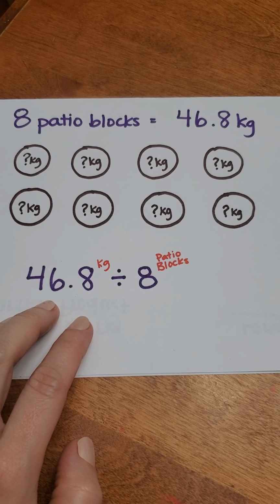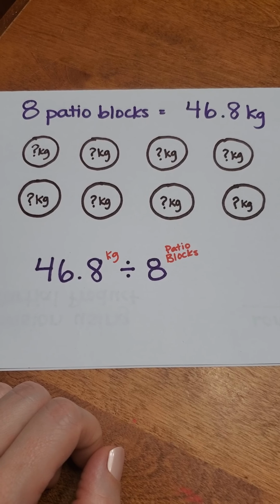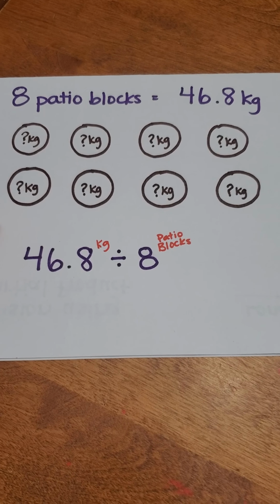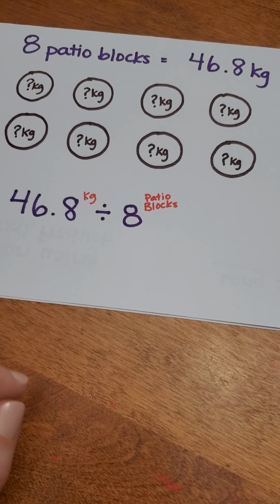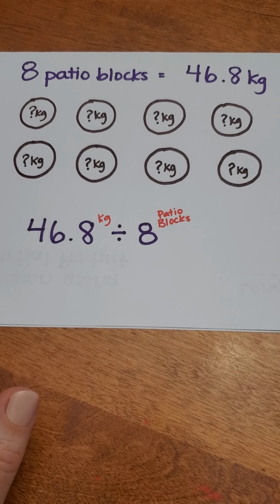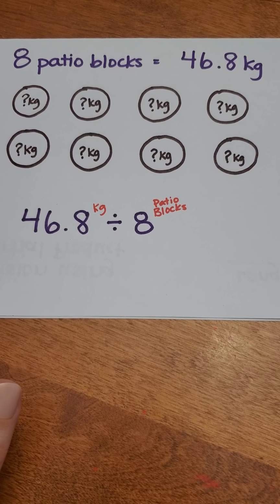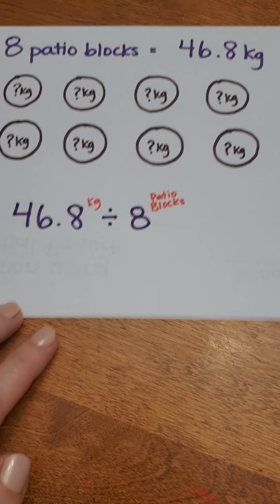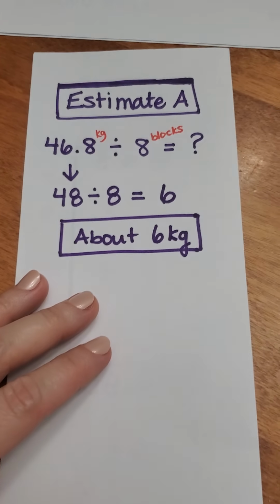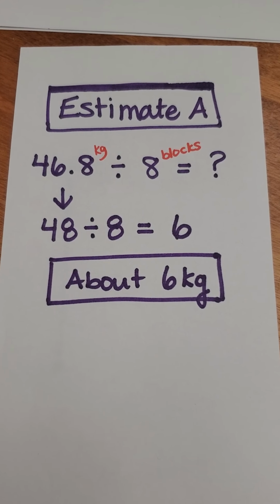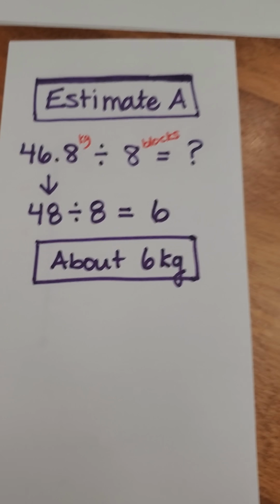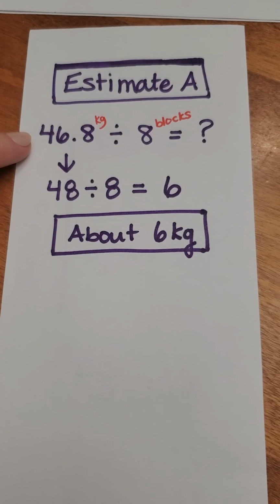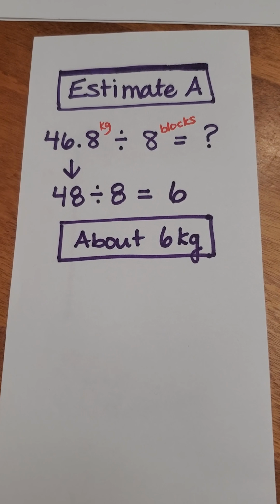So 46 and 8/10 of a kilogram divided by 8 is going to tell me how much each of my patio blocks weighs. It's important, especially at this stage when we're just learning how to divide and multiply with decimals, that we make estimates. So I have right here an estimate for the first part of this question. I took my original question, my algorithm, and I put 46 and 8/10 of a kilogram and I divided that by the 8.